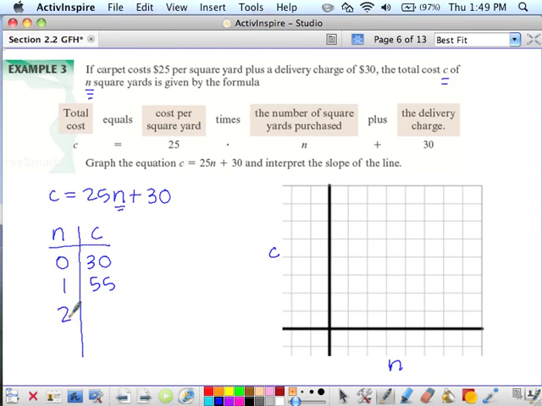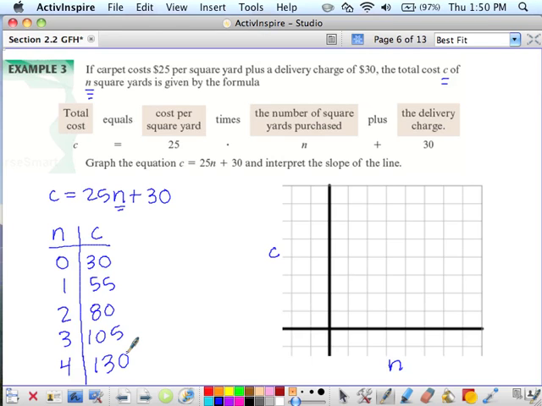So it would cost me $55 to buy 1 square yard of carpet and have it delivered to my house. 2 square yards of carpet would be 25 times 2, which is 50, plus 30, which is 80. And let's do 1 or 2 more. 3 square yards is 25 times 3, plus 30, which is 105. And 4, if I substitute 4 in, 25 times 4 square yards is 100, plus 30 is $130.